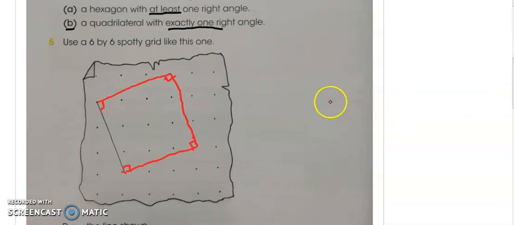So what you need to do is, in your notebook you will draw a 6 by 6 spotty grid. It means you will make 6 dots at equal distance: 1, 2, 3, 4, 5, and 6, and then 1, 2, 3, 4, 5, and 6, and then complete the other dots accordingly. After completing the other dots, you will simply complete the grid.